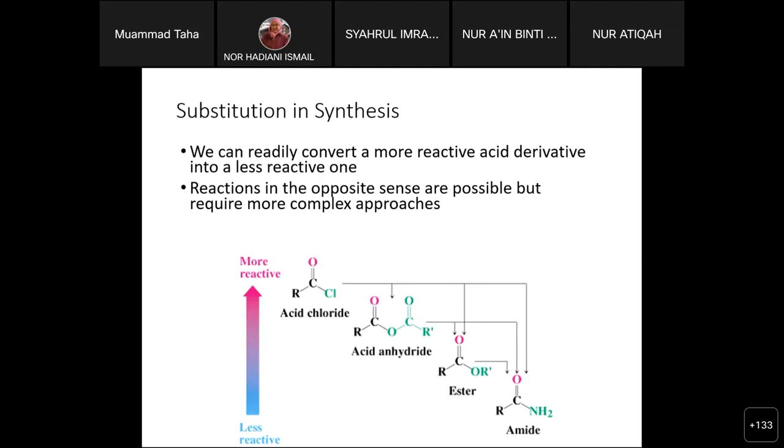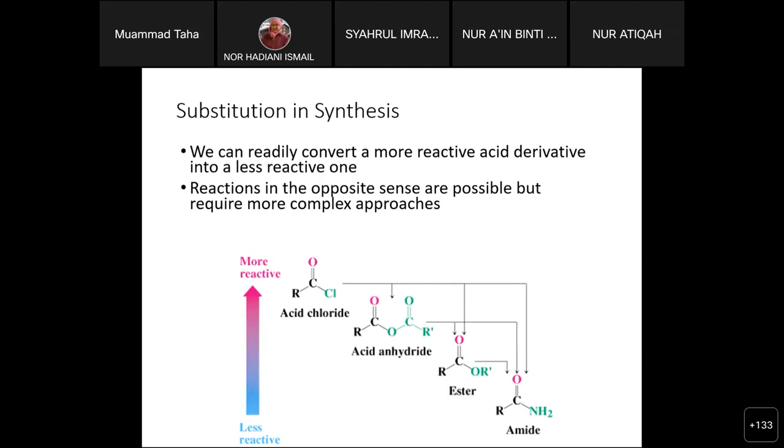It requires multiple steps, because esters and amides are stable compared to the acid chlorides. The ester is more stable compared to the acid chloride and acetic anhydride, but less stable compared to amide. The ester can be converted to amide, but the reverse is not possible in one step. And amide is the most stable.